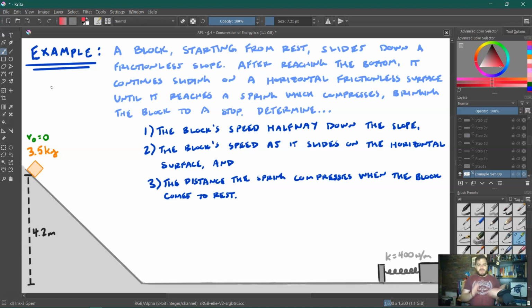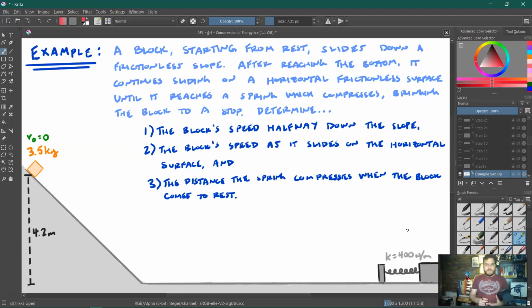After reaching the bottom, it continues sliding on a horizontal frictionless surface until it reaches a spring, and it's going to compress the spring, which will bring the block to a stop. Now, granted, we could also say after that point the spring would come back and push the block backwards, but we're going to stop looking at the situation at that moment when the block comes to rest.